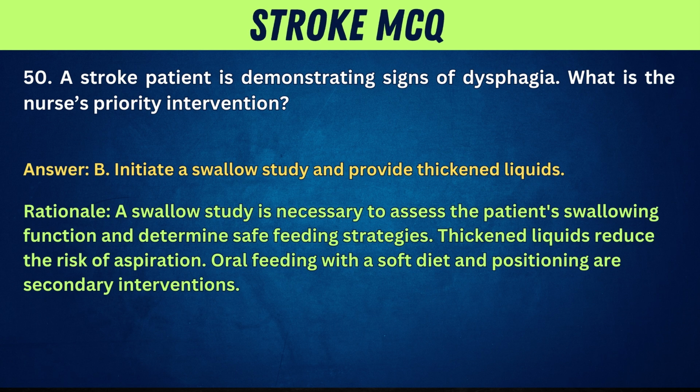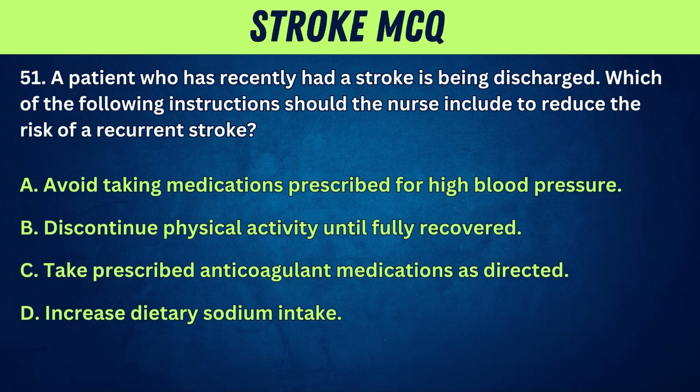Answer: B. Initiate a swallow study and provide thickened liquids. Rationale: a swallow study is necessary to assess the patient's swallowing function and determine safe feeding strategies. Thickened liquids reduce the risk of aspiration. Oral feeding with a soft diet and positioning are secondary interventions.